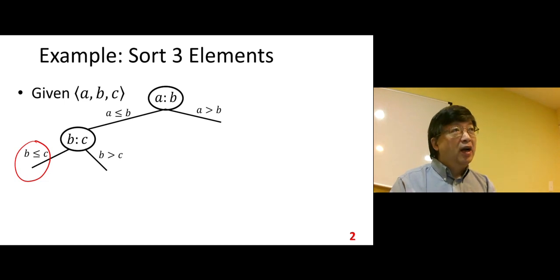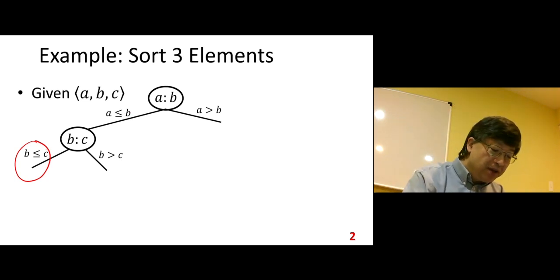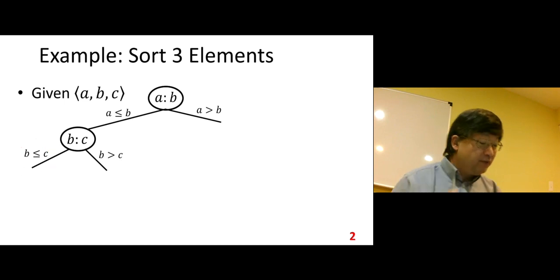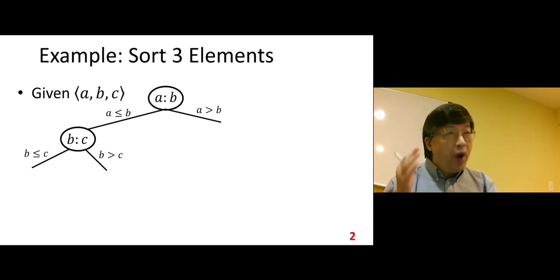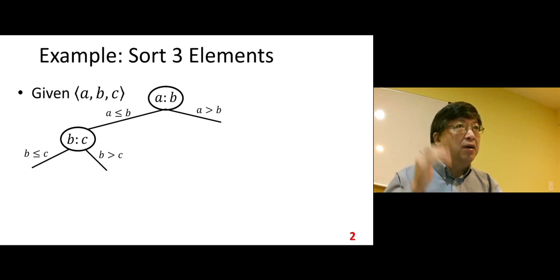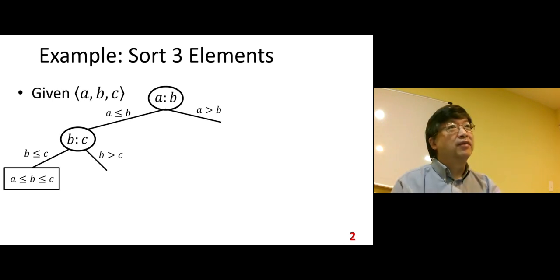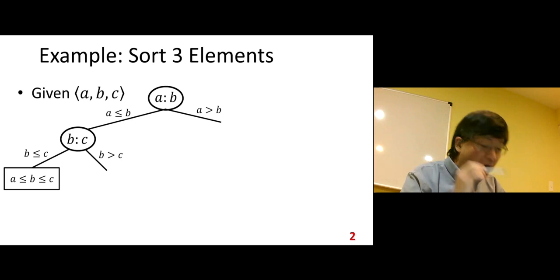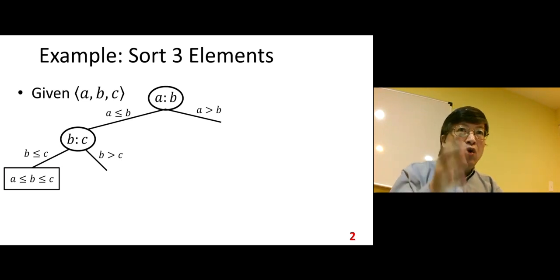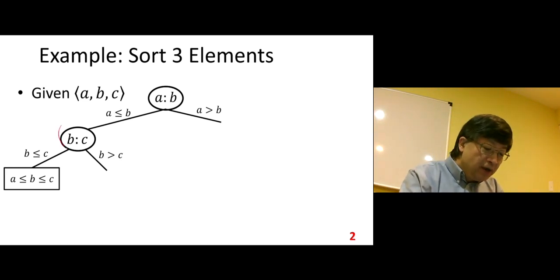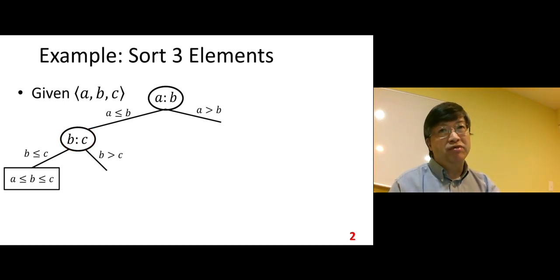In this case, do we get enough information to get the whole array sorted? As A less than or equal to B, B less than or equal to C, we already get the whole array sorted. So we are ready to output the result. The result is A less than or equal to B and less than or equal to C. So we use this rectangular box to represent the sorting result, and it is a leaf. So the internal node and the leaf, we use different shapes, because their situations are different.